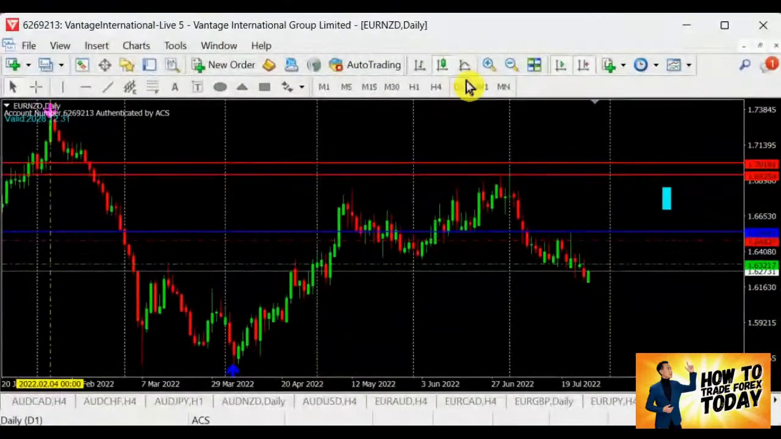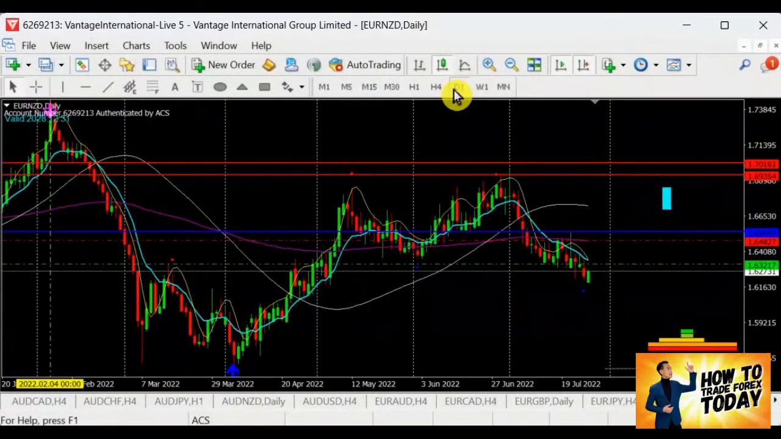All right, Euro Kiwi. How about Euro Kiwi? Euro Kiwi, we are still in the bull. Okay, we are still in the bull. So currently with this support over here, right?